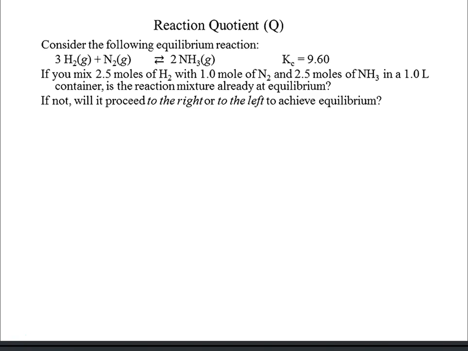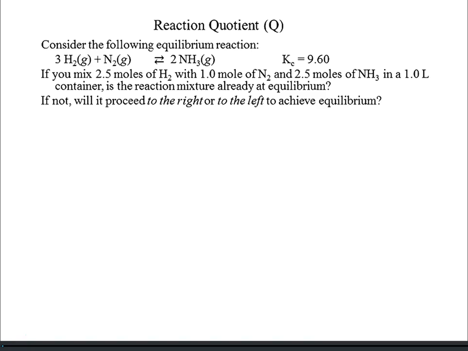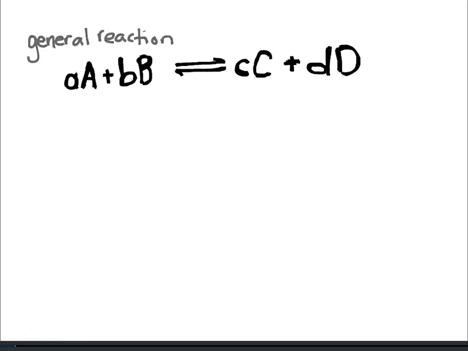Consider the following equilibrium reaction. You're given the equilibrium constant Kc is 9.60. If you mix 2.5 moles of H2 with 1 mole of N2 and 2.5 moles of NH3 in a 1 liter container, is the reaction mixture already at equilibrium? If not, will it proceed to the right or to the left to achieve equilibrium? So here you're going to calculate the reaction quotient, which is basically where the system is. Is it near equilibrium or not?